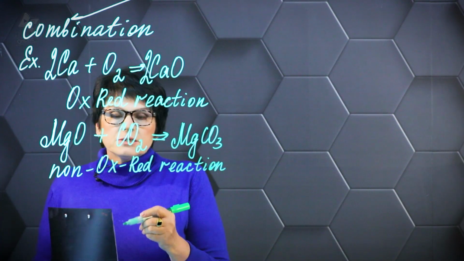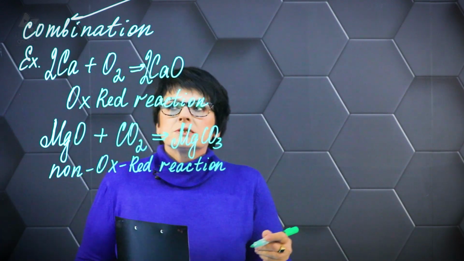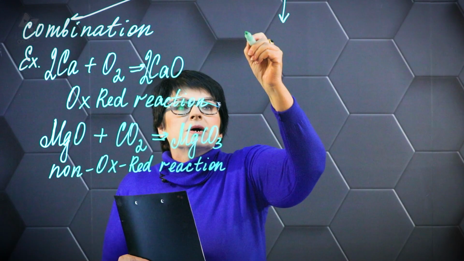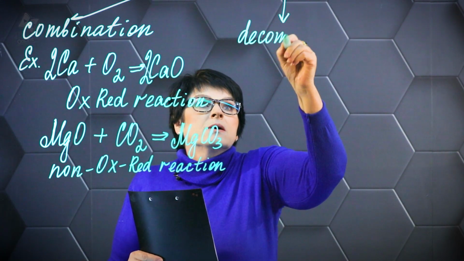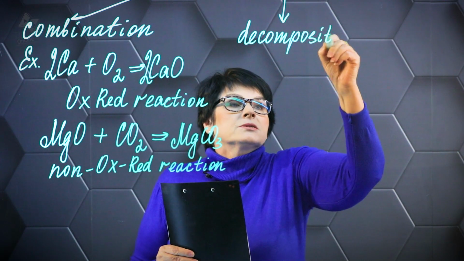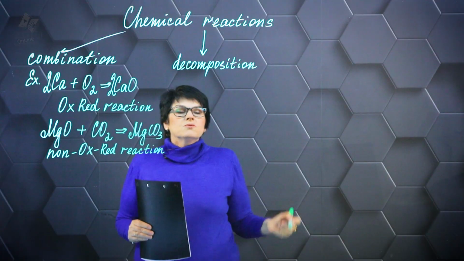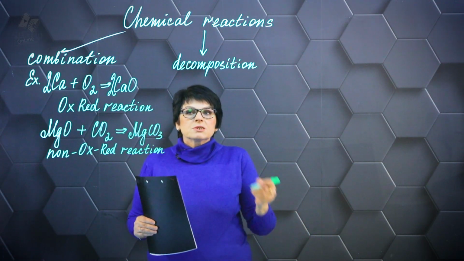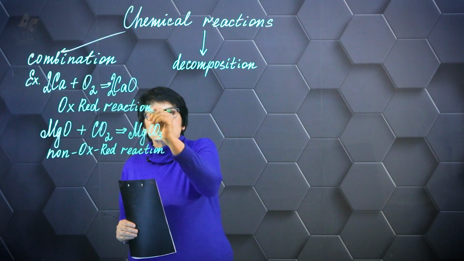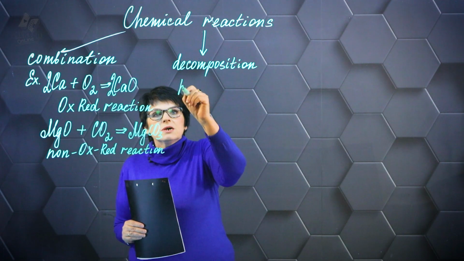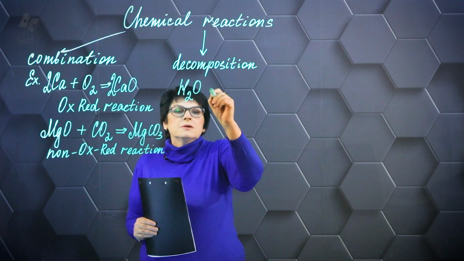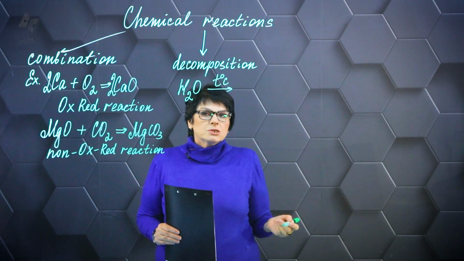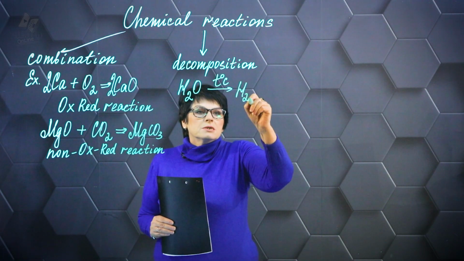The second type of reaction is what we call decomposition reactions. These are reactions in which several simpler substances can be produced from one complex substance. Here's an example. Again, let's first give a redox reaction, for example, the decomposition of water. Water, under the action of temperature, or it could be an electric current, can decompose into hydrogen gas and oxygen gas.